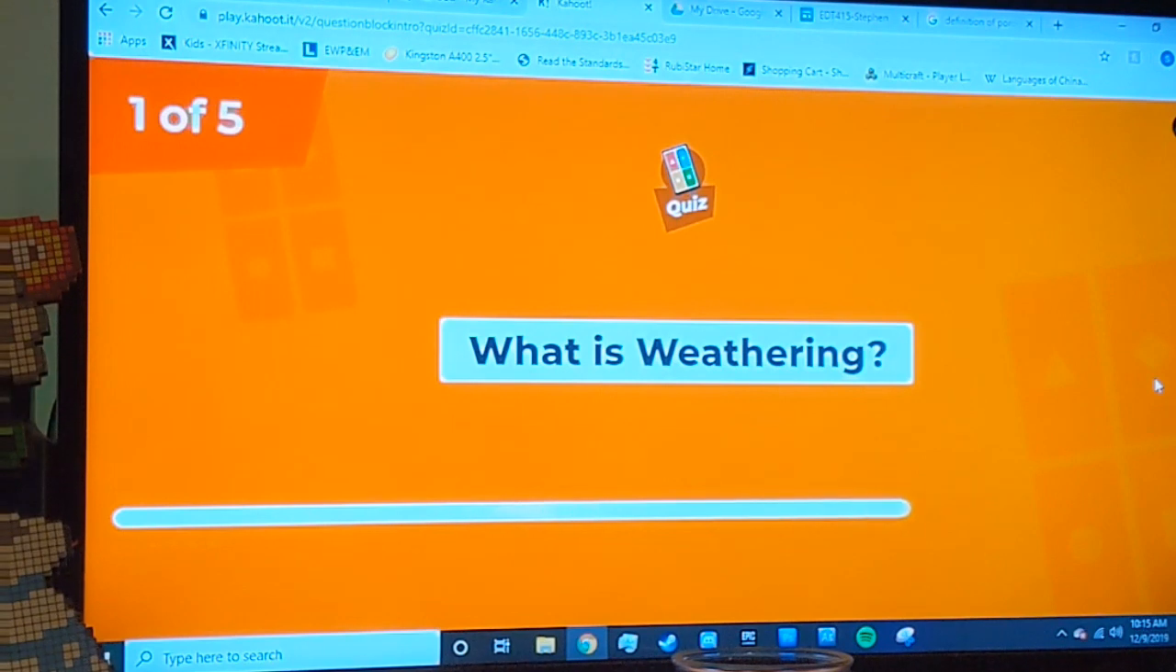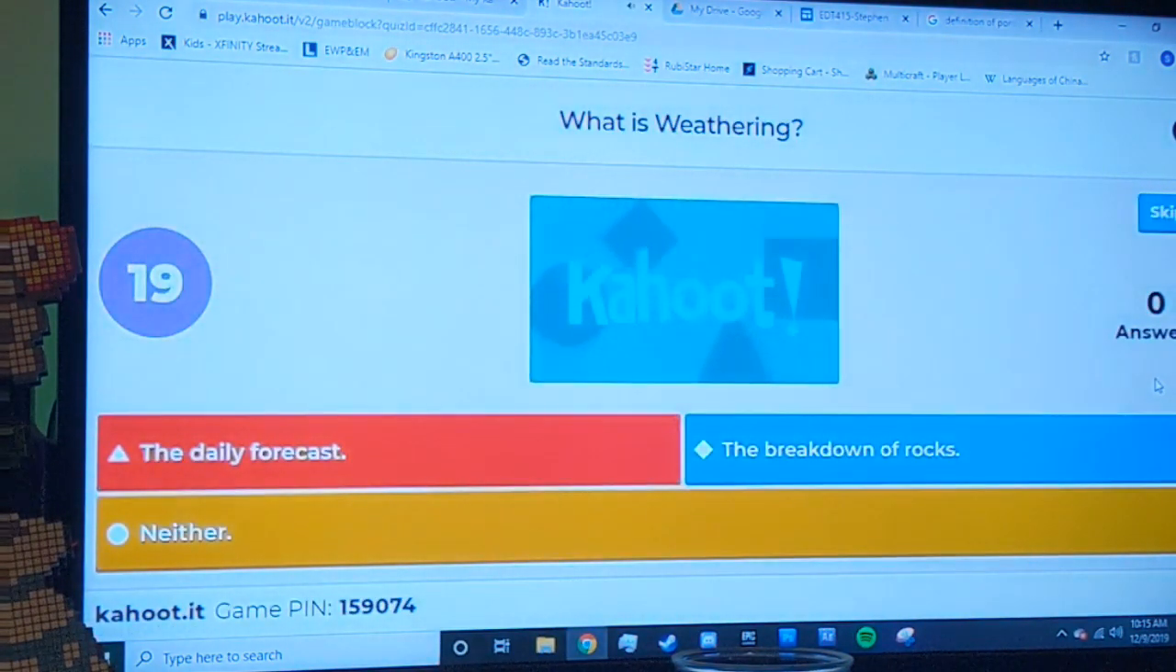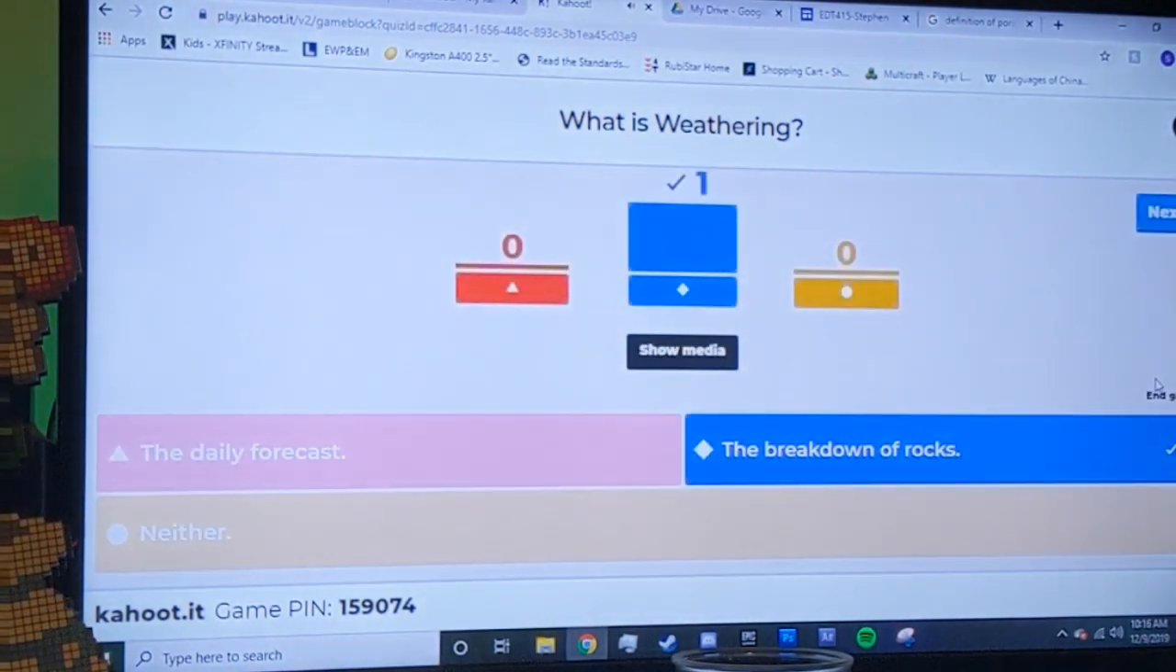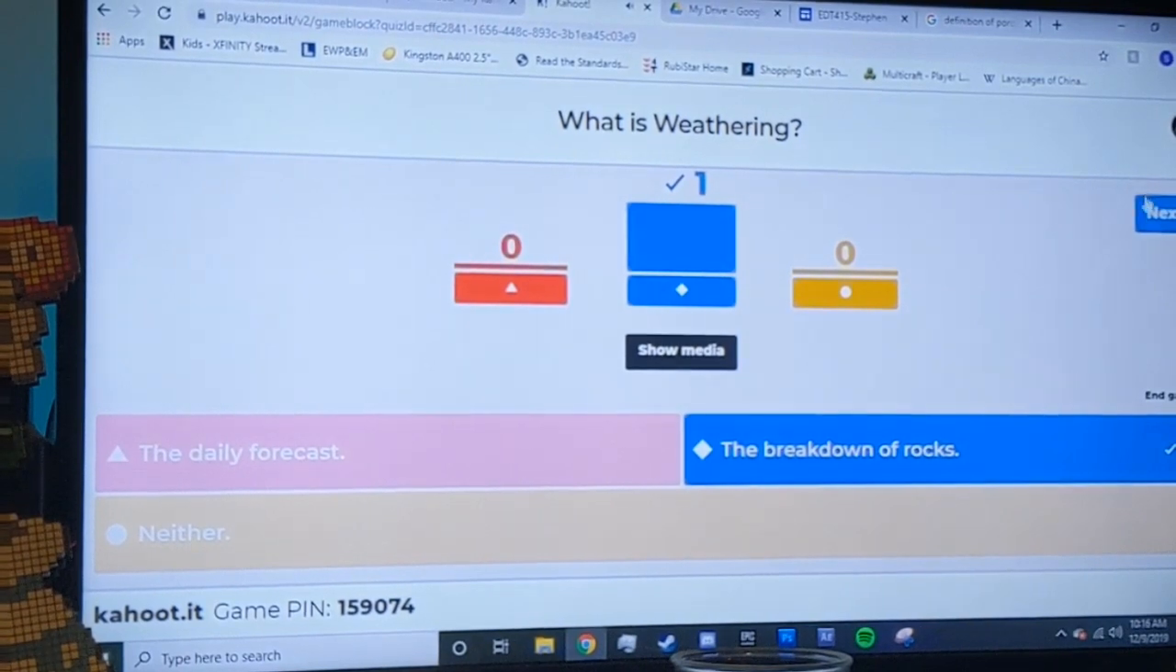So, remember, we reviewed this earlier. What is weathering? Right, like we said, it's the breakdown of rocks. Very nice job. Let's move on to the next question.